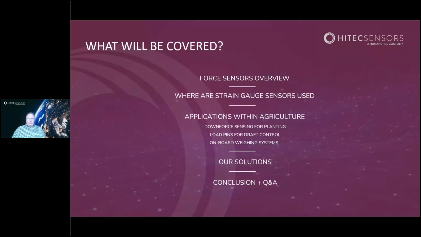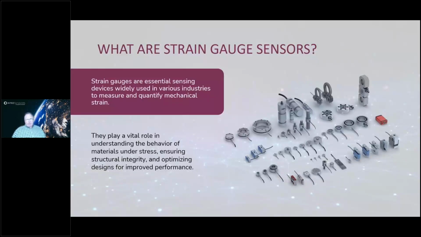So what are strain gauge sensors? Basically, strain gauge sensors, as I said, go by many names: load cell, force sensor, what have you. They are a mechanical element, a mechanical spring, if you will, to which strain gauges are bonded. These elements are designed to deform in a uniform linear manner under applied loads.